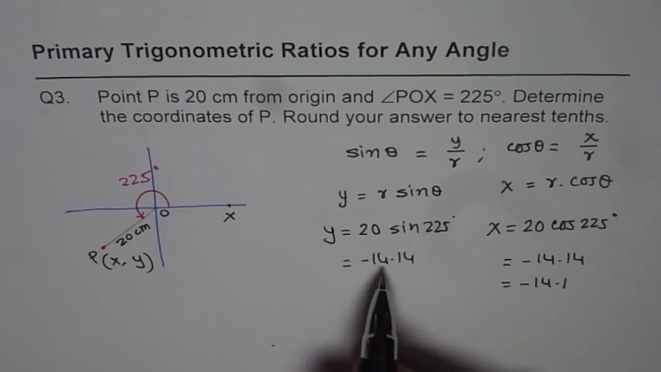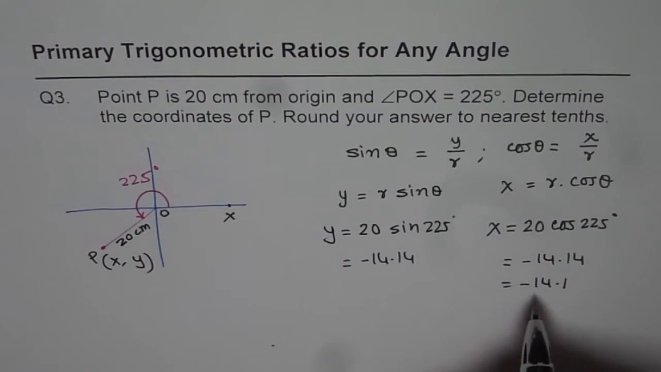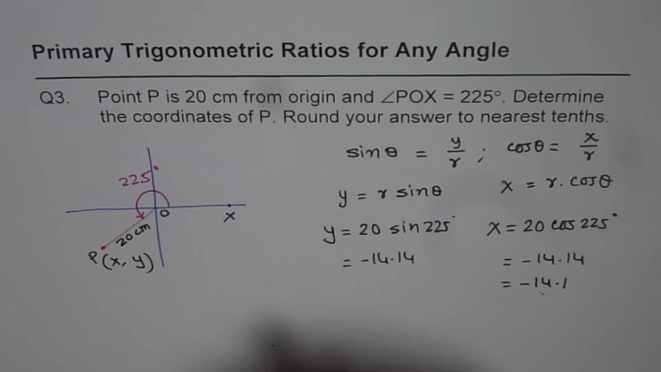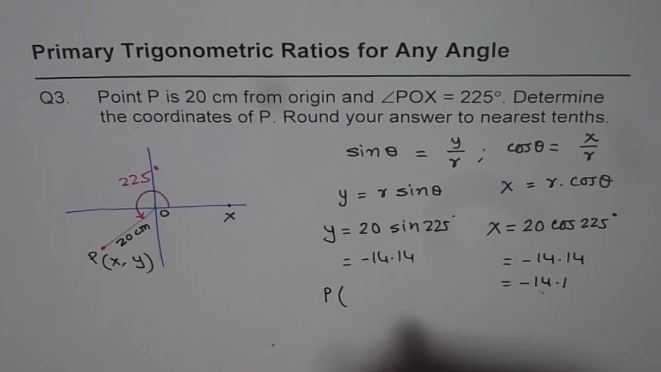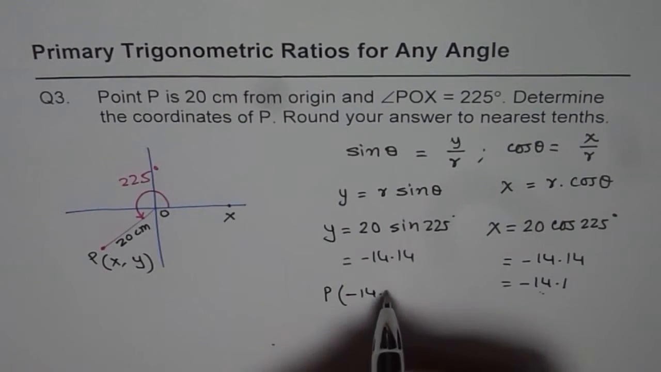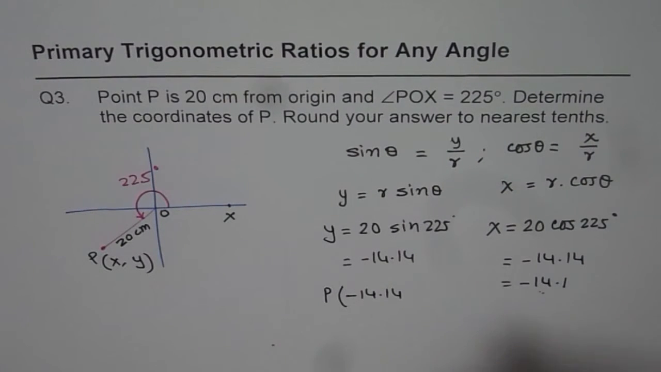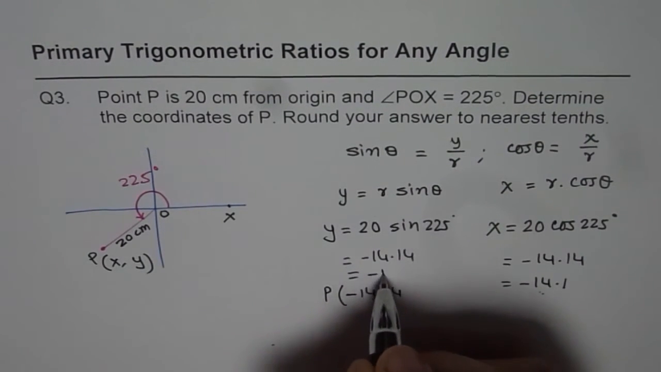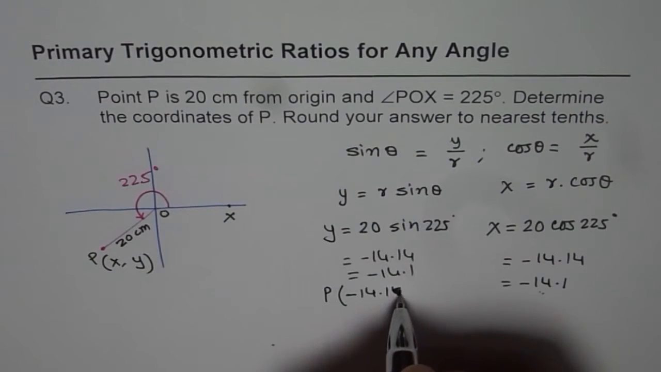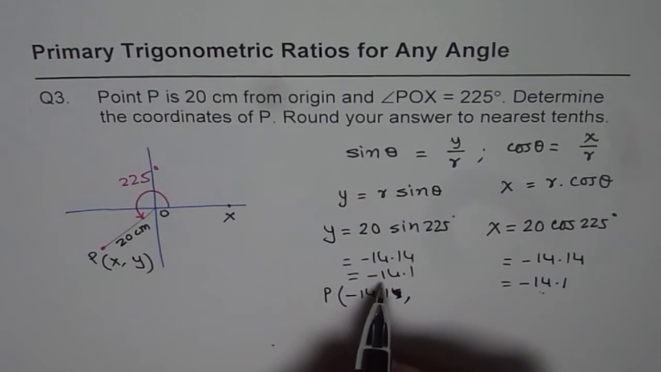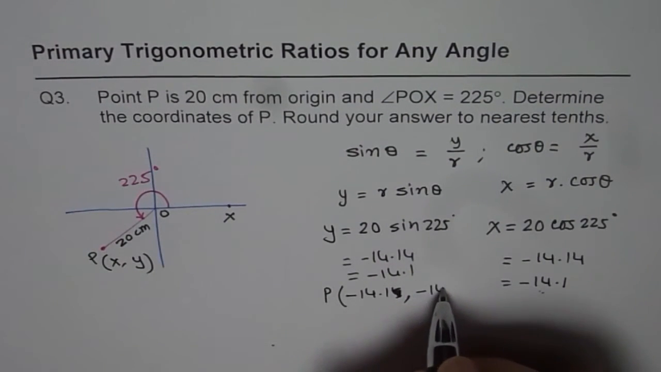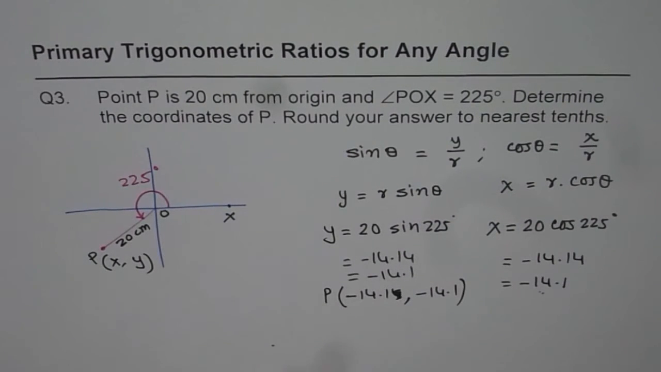So we get x and y coordinates as follows. This is the x coordinate, right? For the point P, the x and y coordinates are minus 14.14. When we round, it should have been rounded to minus 14.1. So let's write minus 14.1, and the y value from here is minus 14.1. So that is how you can find x and y coordinates in such a case. I hope that helps. Thank you.